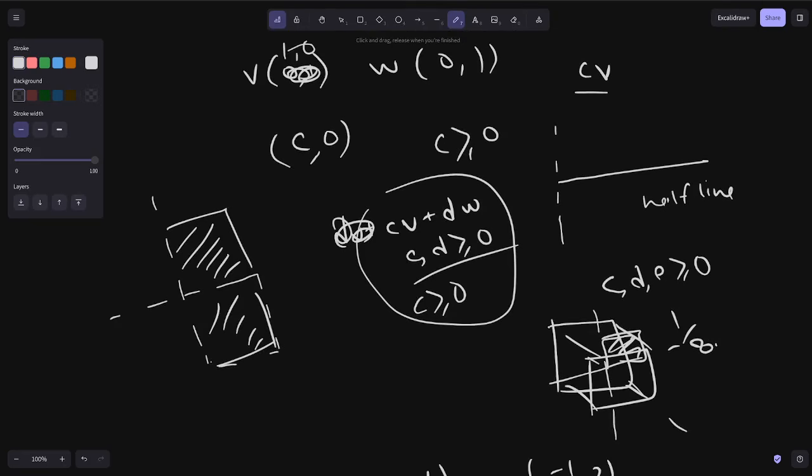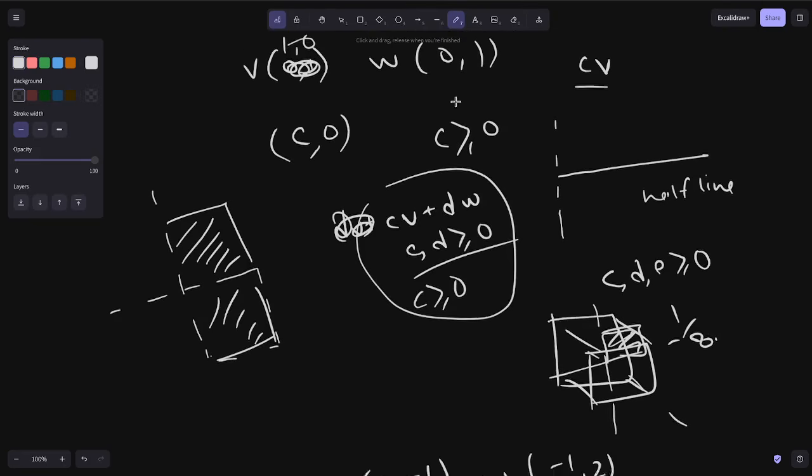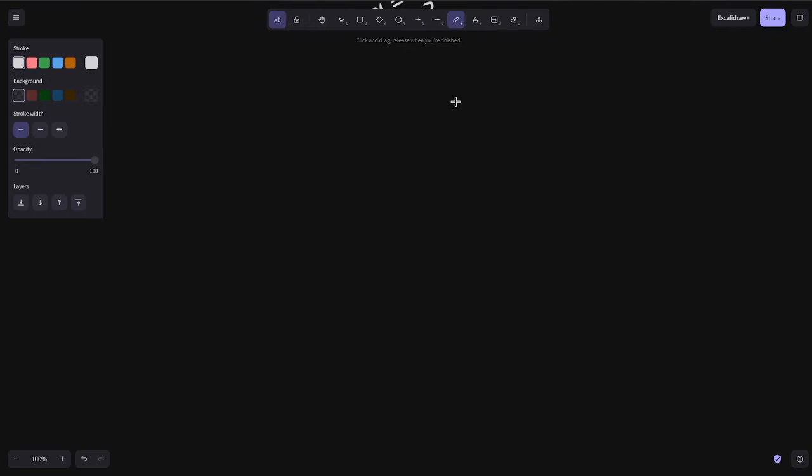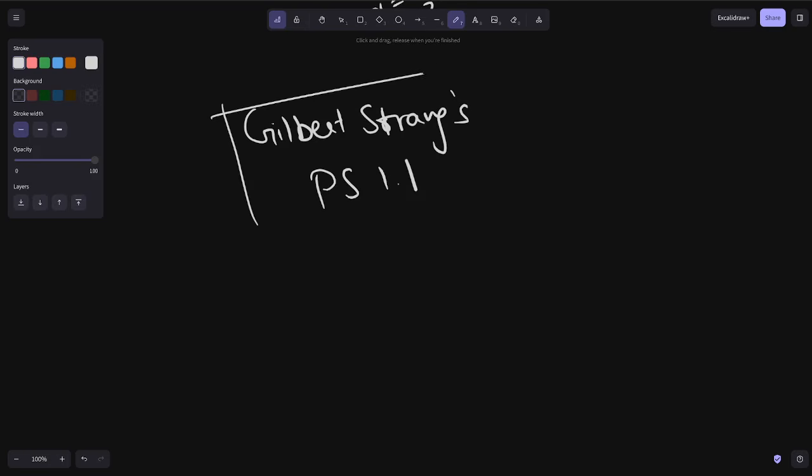So if you want to solve some sums, you have to get Gilbert Strang's book. You have to solve problem set 1.1, all the sums. These are the questions to solve after this lecture. Okay, then we'll leave this for today till this much. We'll continue the next day.